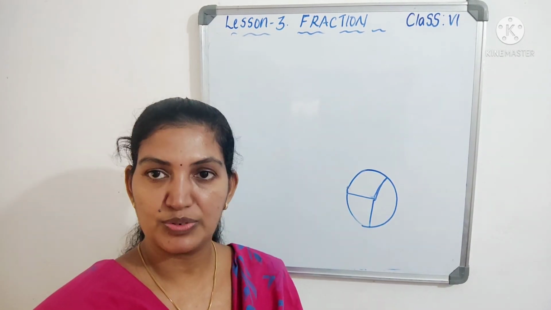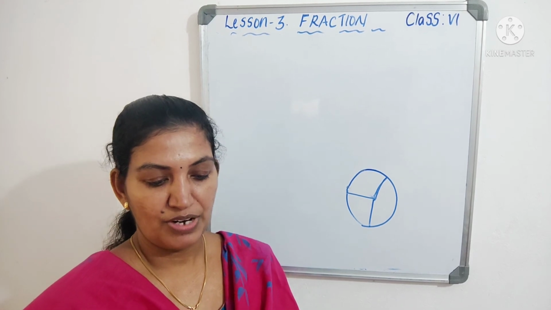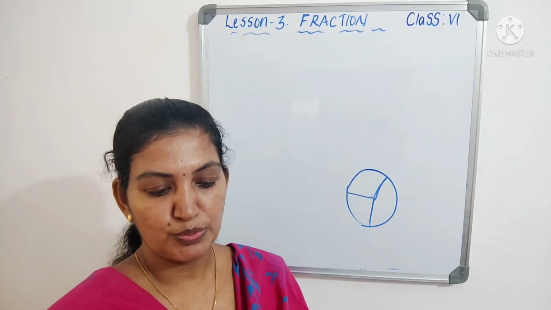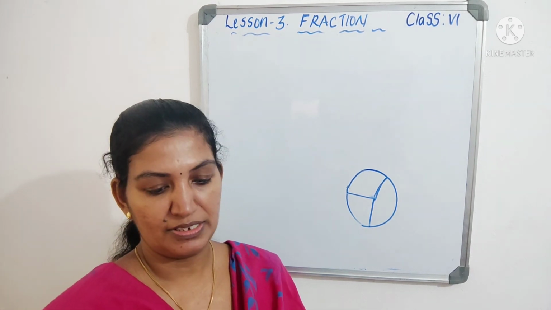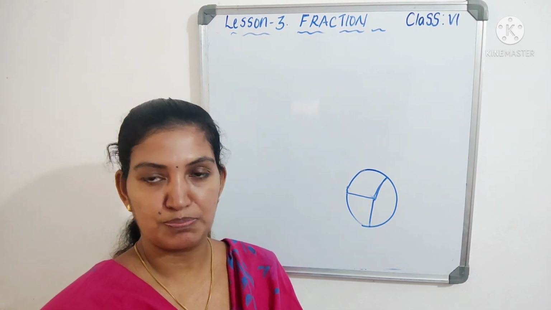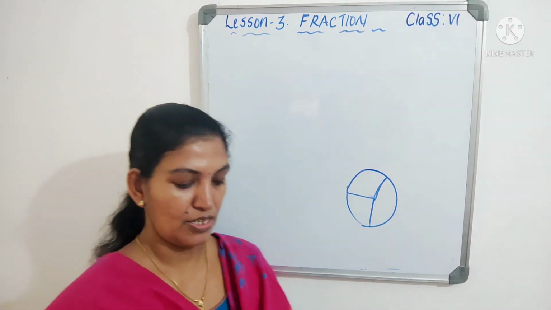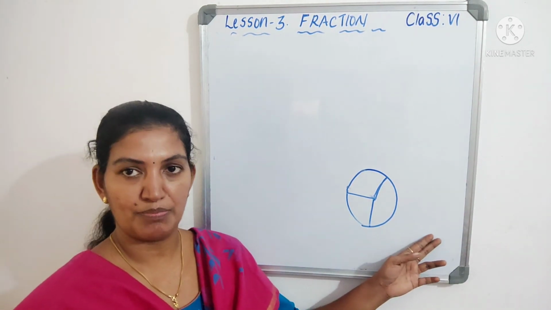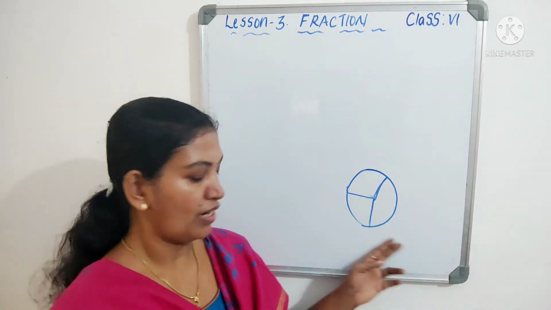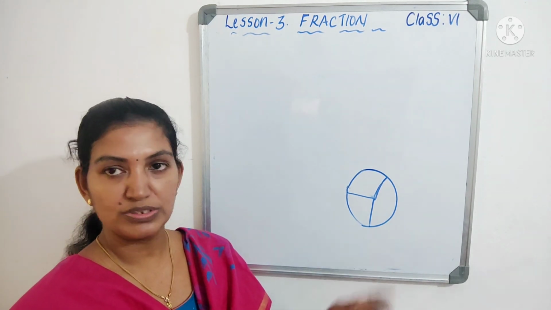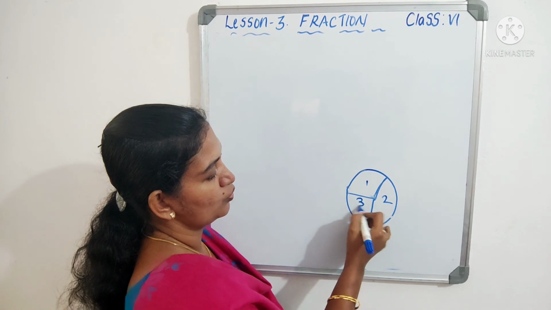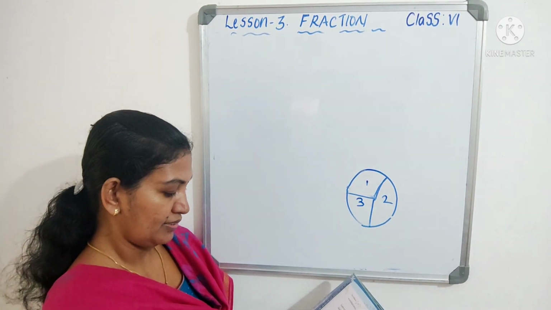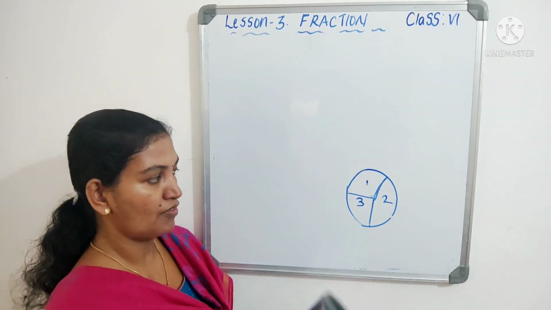Okay, next another question. 1 kilogram yam is cut into 3 equal pieces. One of the pieces is halved. What is the weight of this piece? That is 1 kilogram of yam. Yam means what? Chena. 1 kilogram yam is cut into 3 equal pieces. Then one of the pieces is halved.